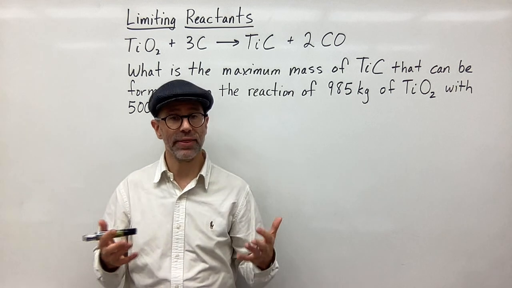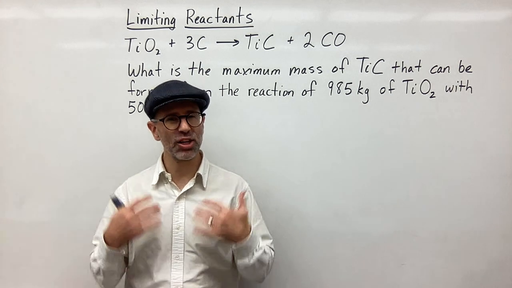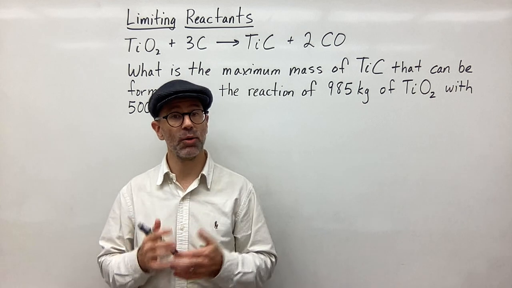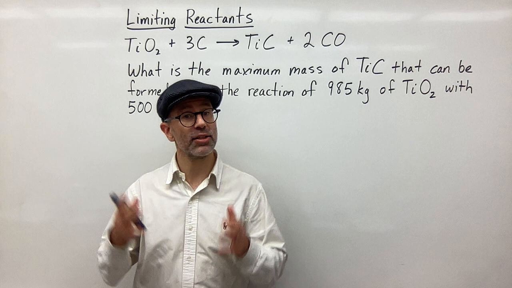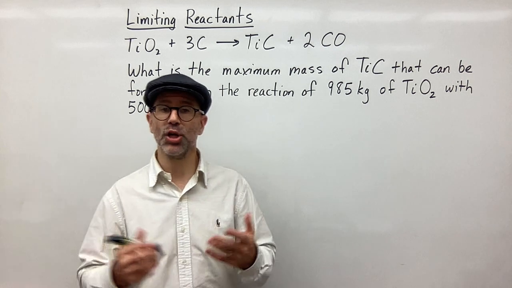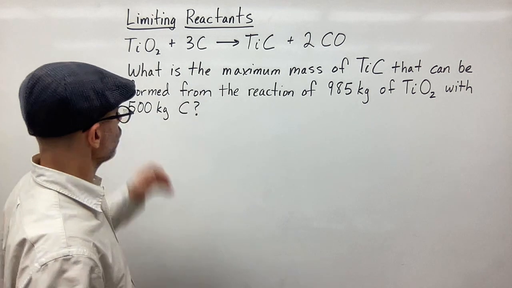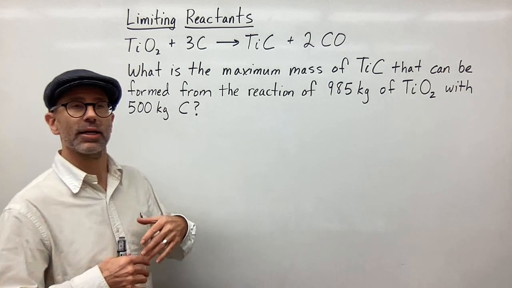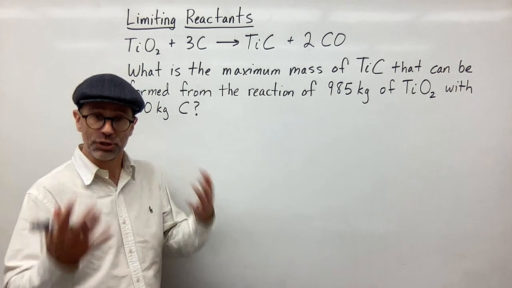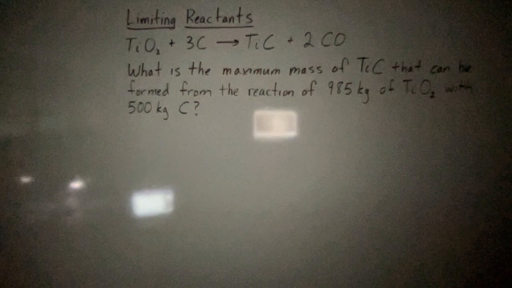I prefer to do it that way. I think it's a clear-cut way of figuring out what the limiting reactant is because it's tied to the amount of product you can actually form. So I'm going to show it that way. Okay, so here's an example problem. Sorry that was a long introduction.